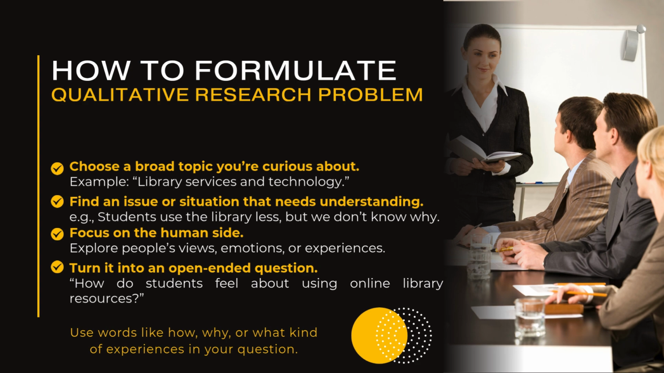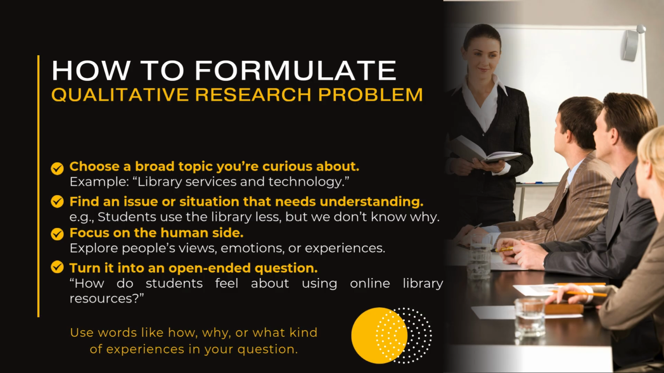Now let's go through the steps for formulating a qualitative research problem, a process that helps you move from curiosity to a meaningful question for exploration. Step 1. Choose a broad topic you're genuinely curious about. It could be something like library services and technology. Start broad. This gives you room to notice interesting human issues within the topic. Think for a moment, what general area sparks your curiosity?